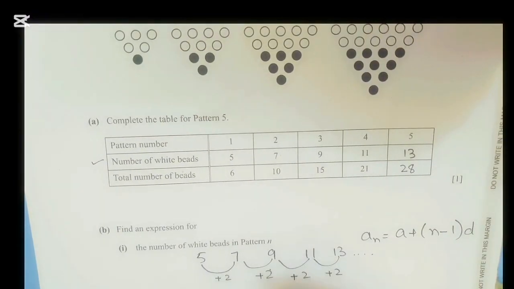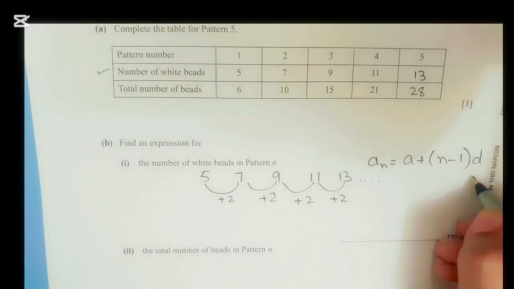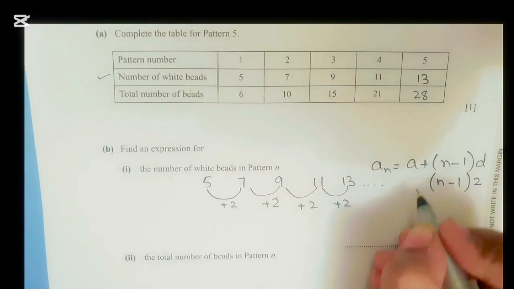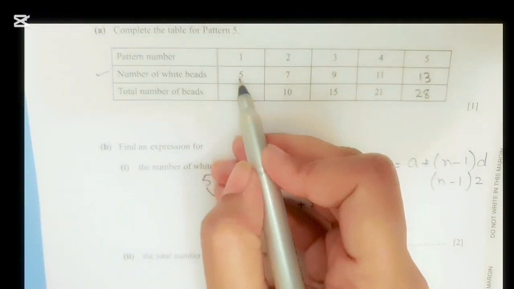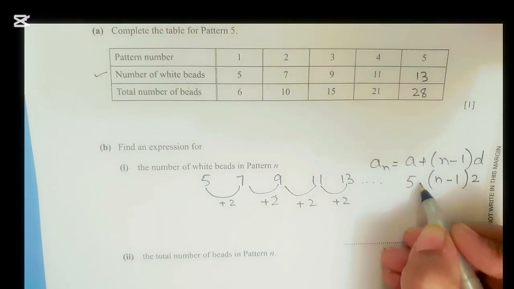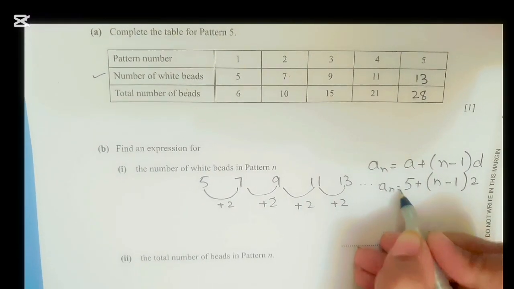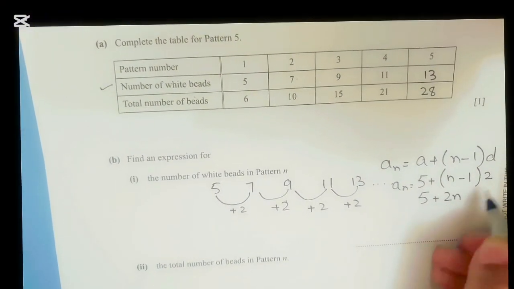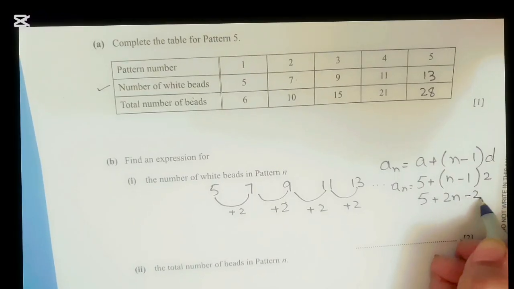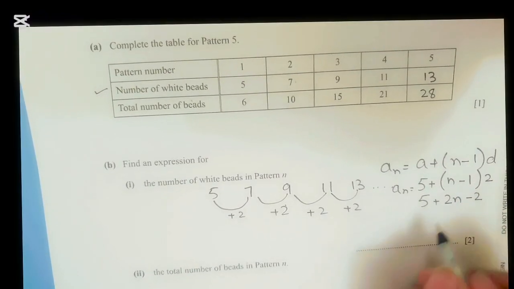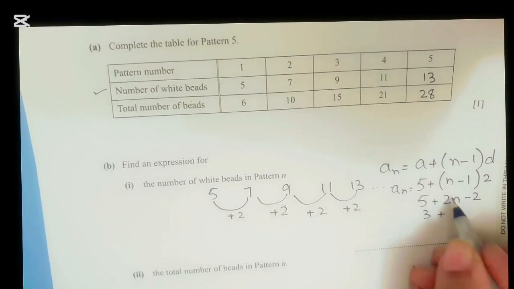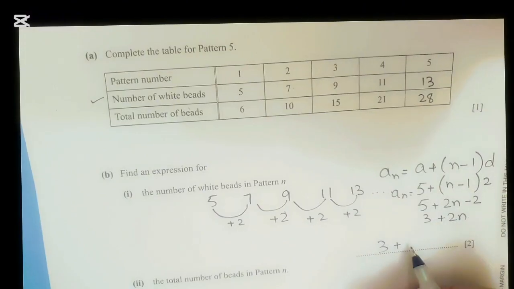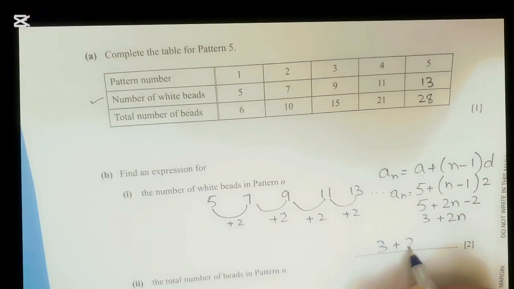So how can we solve it? Okay, I'm solving over here. D is the difference, n is the number of the pattern, and A is the first term. The first term is 5, so I'm writing 5 over here. An equals 5 plus, so 2 times n is 2n, and 2 times 1 is minus 2, so 5 minus 2 would be 3, and 3 plus 2n. So the formula for finding the number of beads is 3 plus 2n.